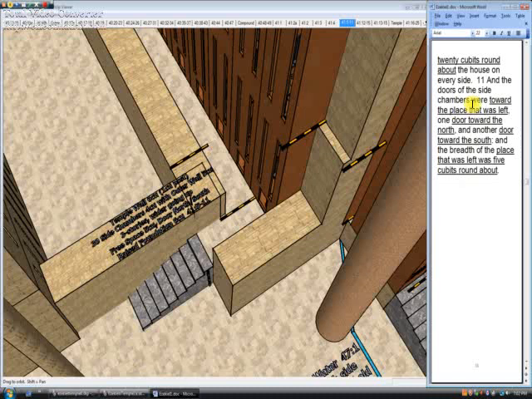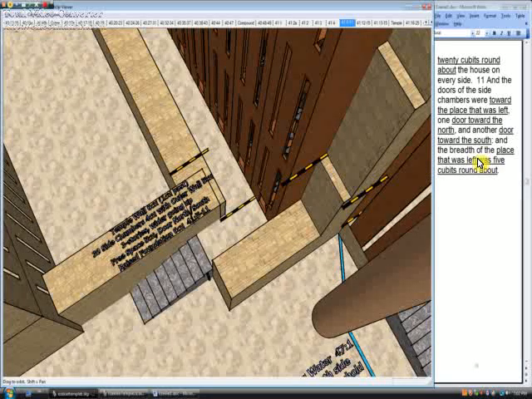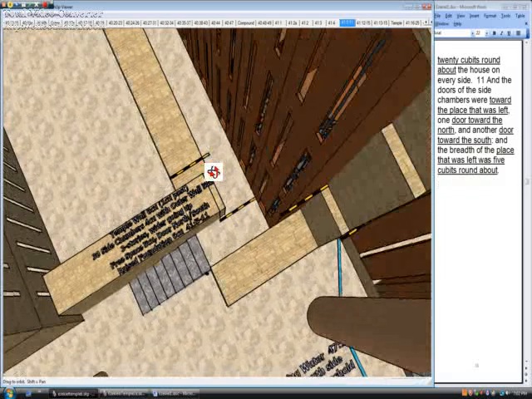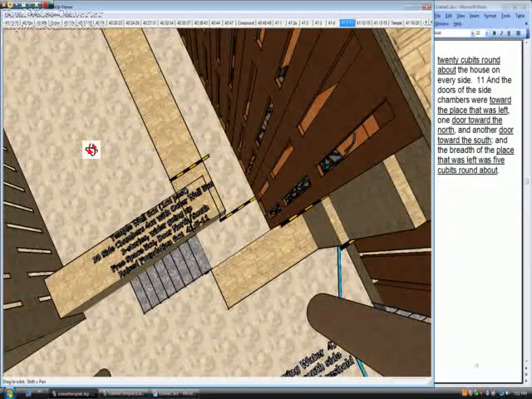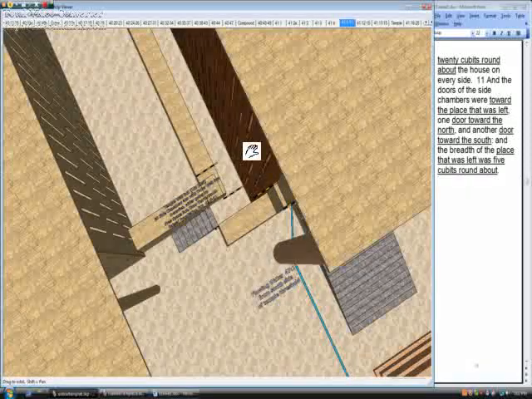The doors of the side chambers were toward the place that was left. One door toward the north and another door towards the south. Here's the place that's left. This is the door towards the south. So it's a walkway. The breadth of the place that was left was 5 cubits roundabout all the way around. So here we've got this walkway all around, as well as the separate place all around.